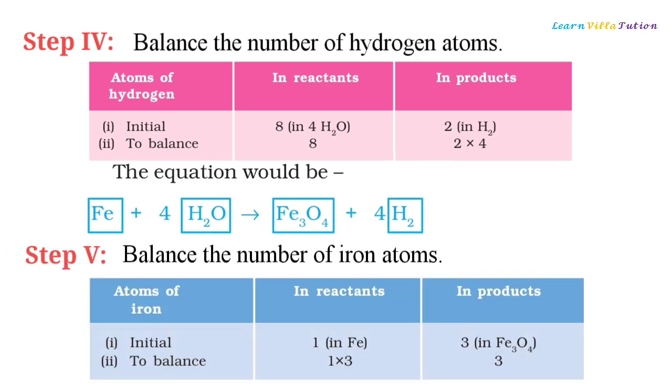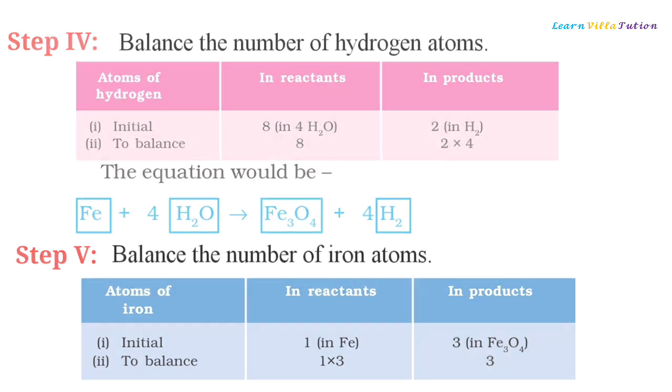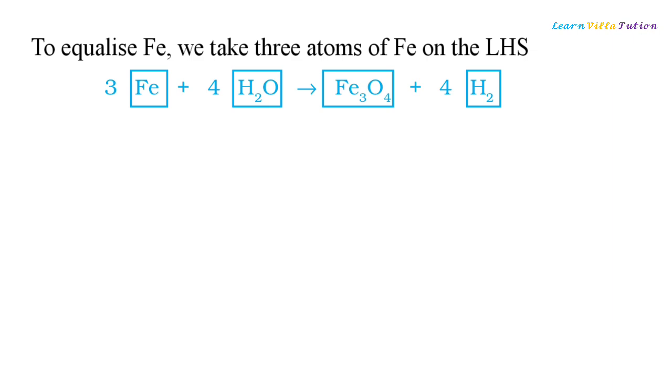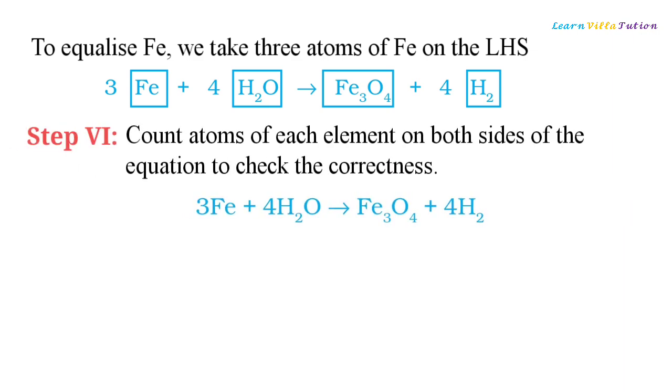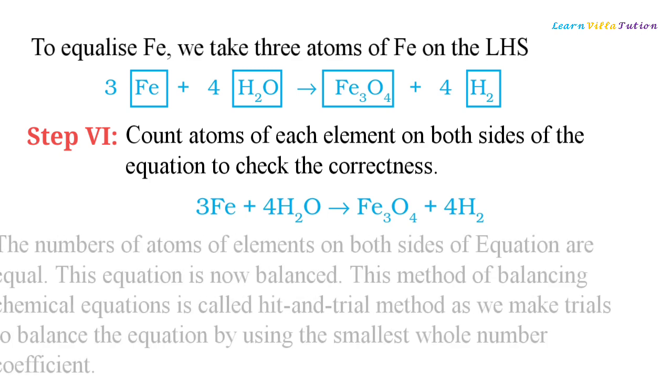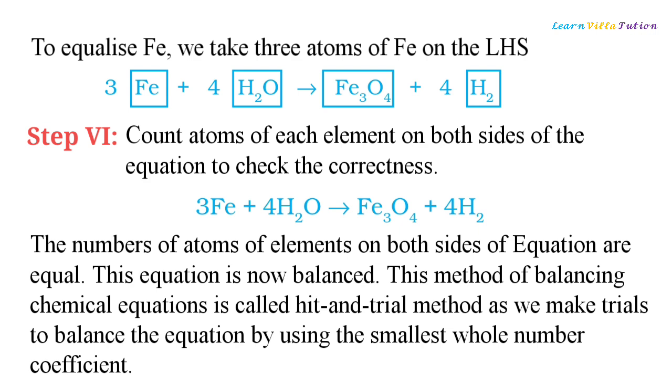Step 5th: Balance the number of iron atoms. To equalize Fe, we take 3 atoms of Fe on the left-hand side. Step 6th: Count atoms of each element on both sides of the equation to check the correctness. The numbers of atoms of elements on both sides of the equation are equal. This equation is now balanced. This method of balancing chemical equations is called the hit and trial method, as we make trials to balance the equation by using the smallest whole number coefficient.